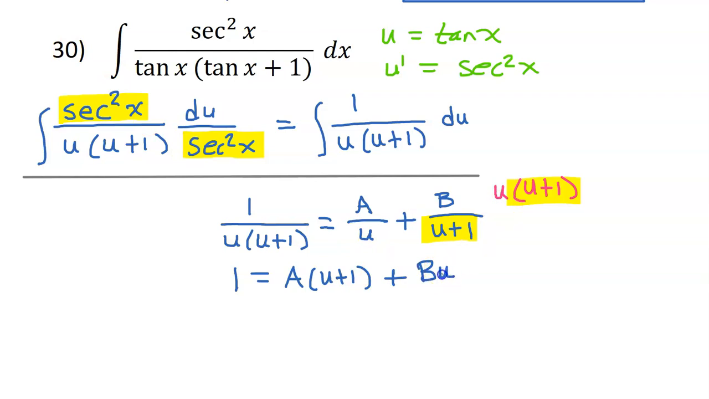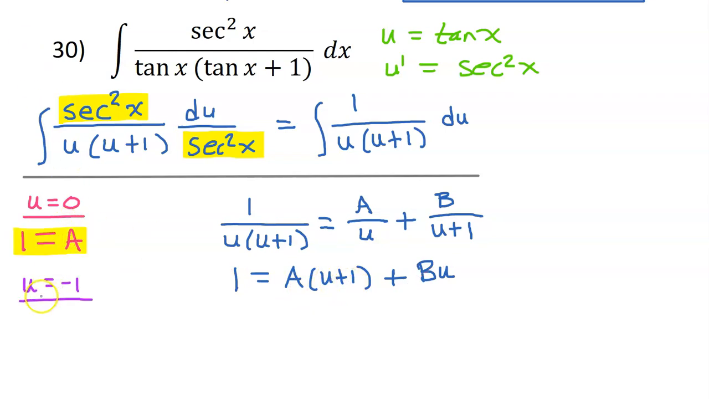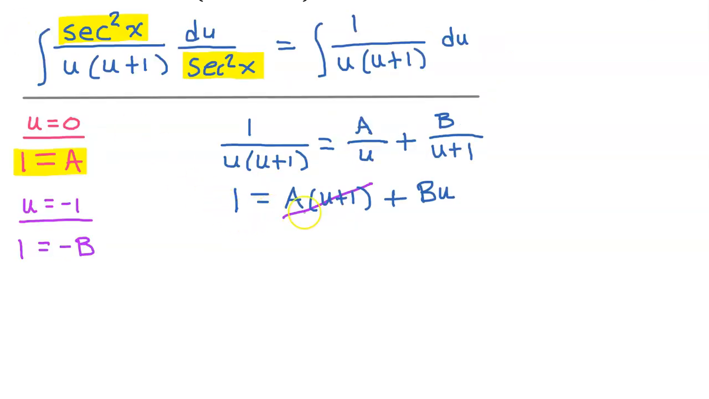To solve for a and b, we must pick values of u that will cancel out one term at a time. For example, if we let u equal 0, this term goes away. That leaves us with 1 is equal to a times 0 plus 1. In other words, a is equal to 1. If we let u equal negative 1, this factor becomes 0, so this term goes away. We are left with 1 is equal to negative b. Dividing both sides by negative 1, we get b is equal to negative 1.